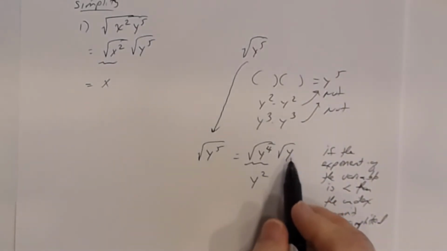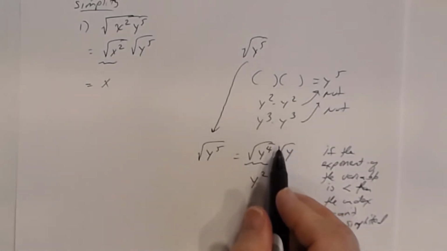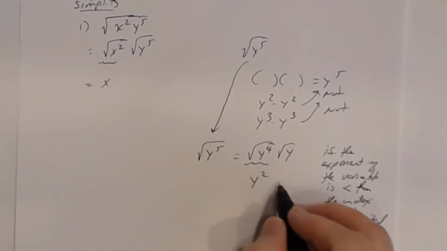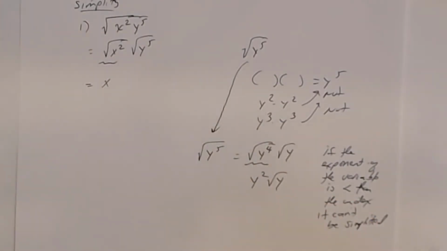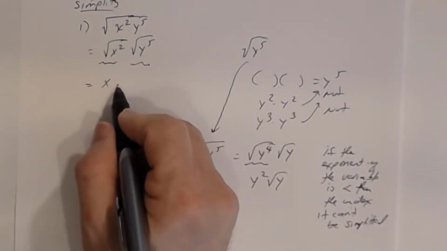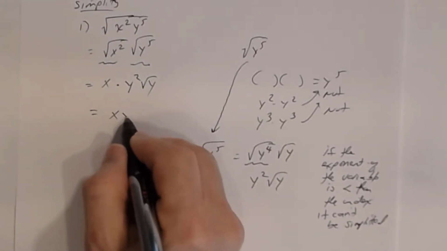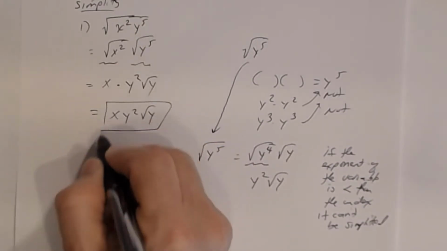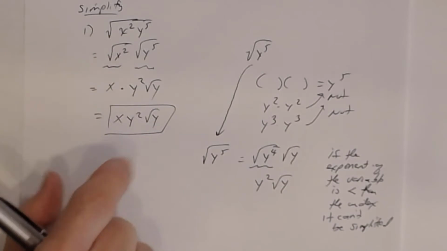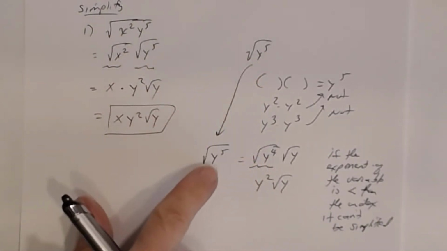So can I simplify the square root of y? The answer is no, because the exponent is 1, and 1 is less than 2. Okay? So this right here becomes y squared square root of y, and that goes here. So the answer is going to be x y squared square root of y. That's your answer. The more you do with this, the easier it becomes. But you've got to think about this approach right here.